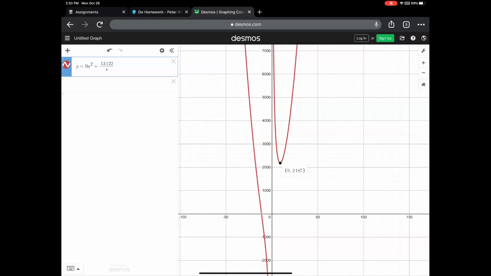And so actually our derivative has shown us what Desmos would also show us. And it even tells us what the minimum cost will be, because this is the cost function. So when you set the base to be a 9 by 9 base, you're going to pay $2,187 for your box. But let's get back to the problem.